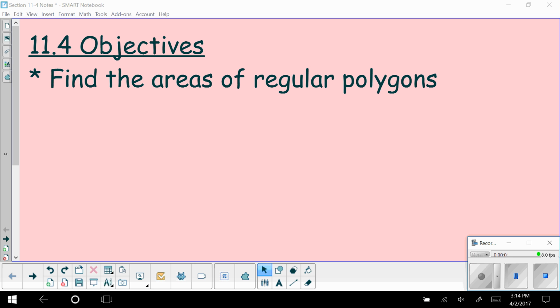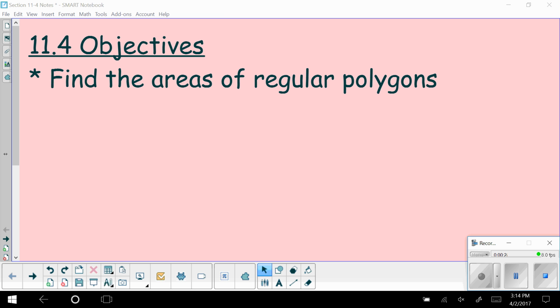So here, we're going to take a brief digression from the way we've been going through our course so far. This fits really well with the fact that we've just finished up our unit on trigonometry. And we're going to talk a bit about finding the areas of regular polygons, which will involve some trigonometry.